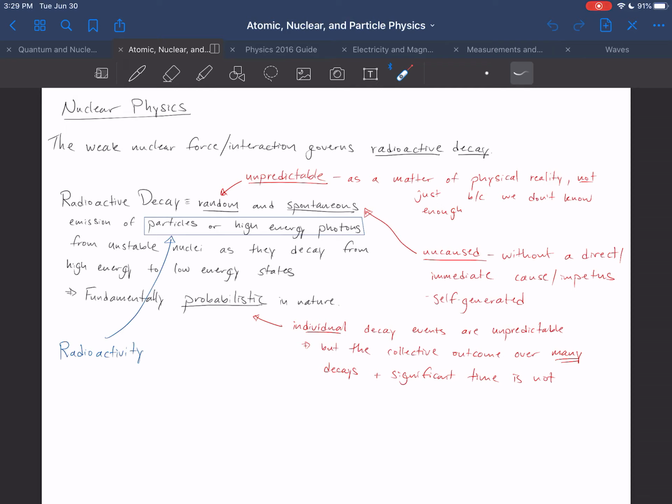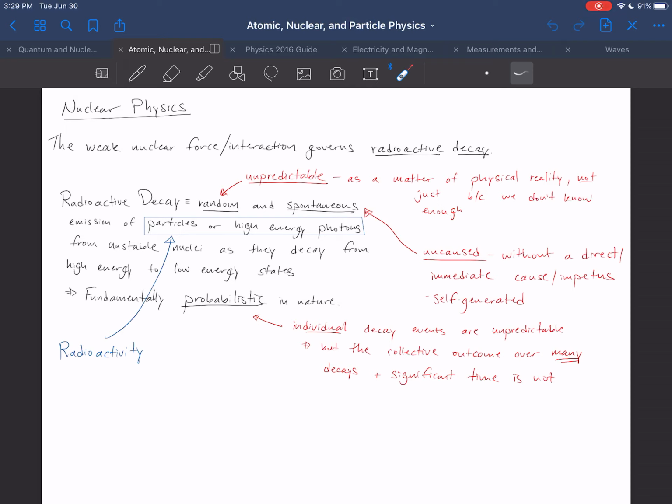Does that mean it will happen? No. Does that mean it won't happen? No. We'll never know that. That is unpredictable. But if we get a huge number of these particles who are about to radioactively decay, and we know the nature of that radioactive decay, then we can predict with a high degree of probability whether any one of them will decay or not. So the individual decay events are unpredictable, but the collective outcome over many decays and over significant time is not.